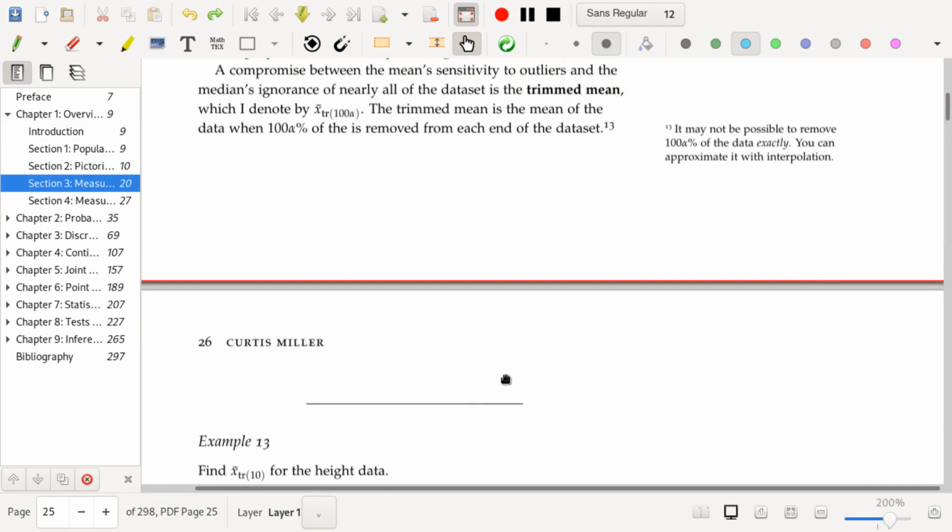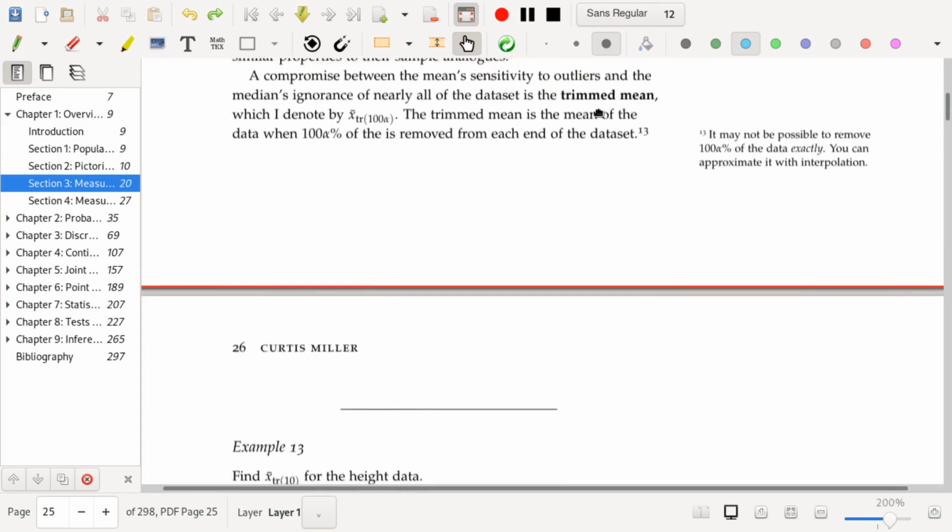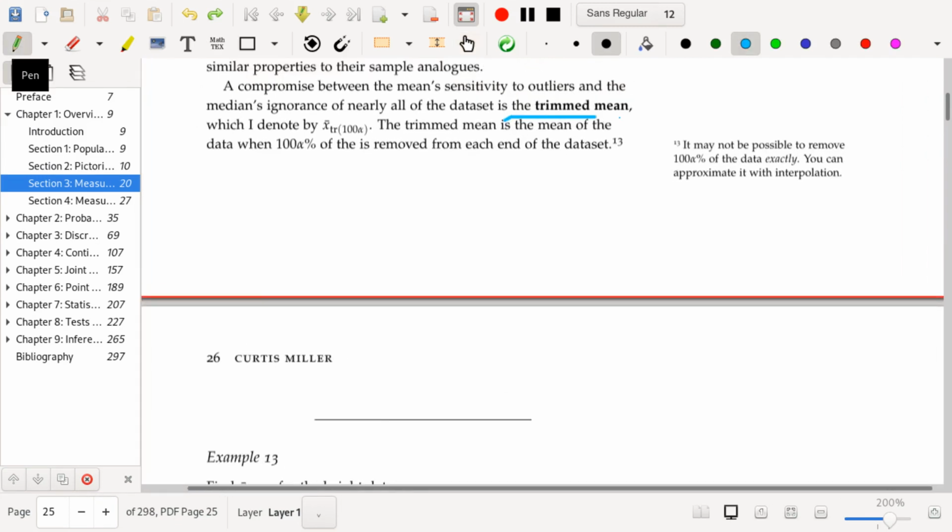All right, there is another measure for location called the trimmed mean. So I'm going to tell you about the trimmed mean, and I'm even going to compute it for you. But then I'm going to have some caveats about using it. You probably should not be using the trimmed mean, and I'll explain that in a second.